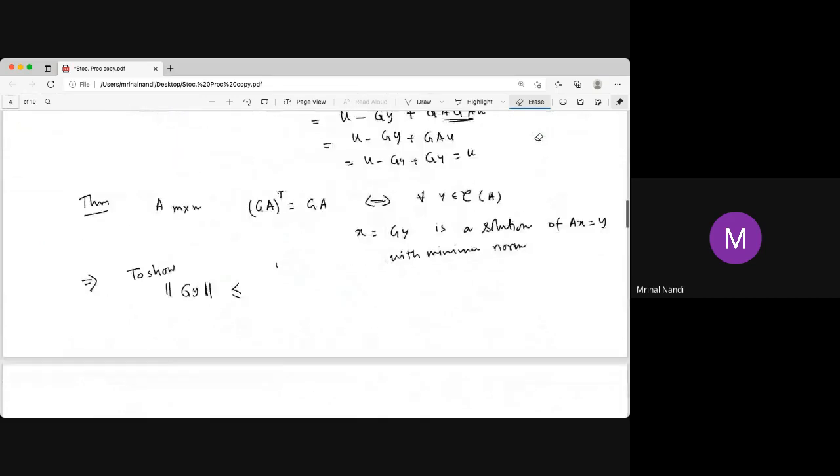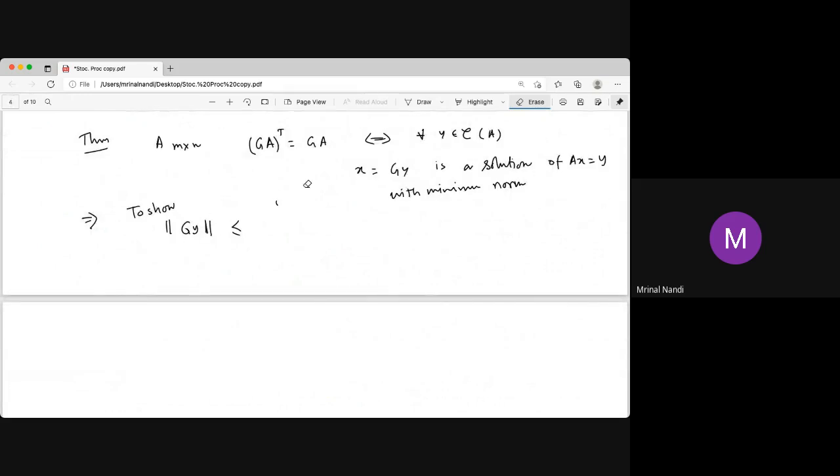That special G y must be less than or equal to the norm of any other solution. But what is any other solution? Any other solution is like G y plus (I minus G A) z. For any such solution, this norm is greater than the norm of G y. You have to show this. Now y is in the column space of A, and z is any vector.